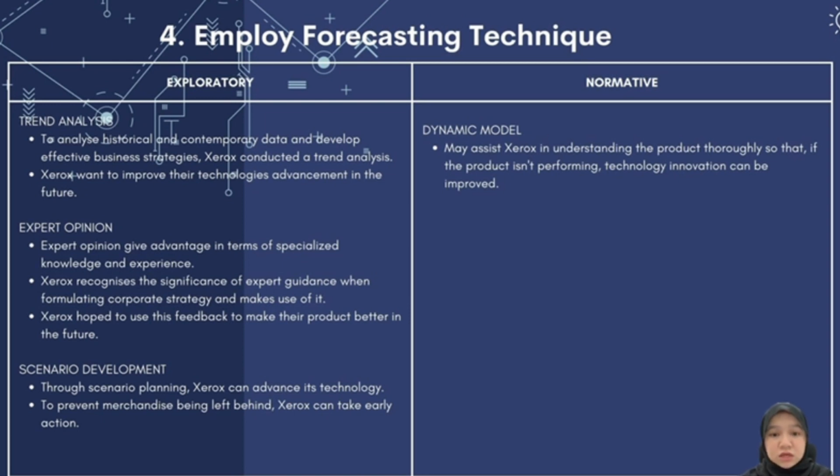There are 2 techniques that Xerox applies in their company, which are the exploratory method and the normative method. In the exploratory method, Xerox applies trend analysis to analyze historical and contemporary data and develop effective business strategies. Xerox conducts a trend analysis. Xerox wants to improve their technological advancement in the future. So next, Xerox also applies expert opinion.